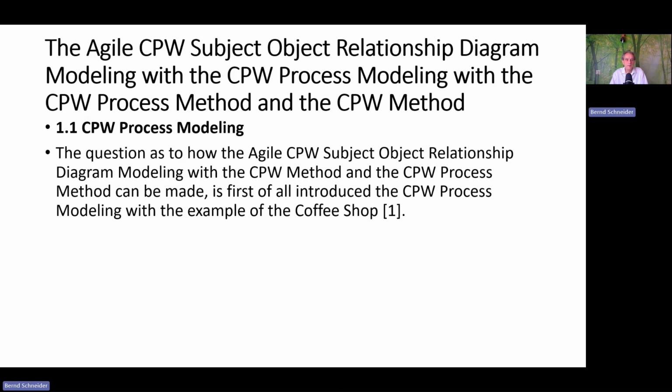Now we are coming to the first question with the CPW process modeling. The question as to how the Agile CPW subject-object relationship diagram modeling with the CPW method and the CPW process method can be made is first of all introduced the CPW process modeling with the example of the coffee shop.